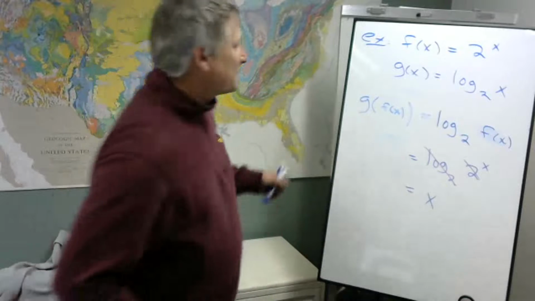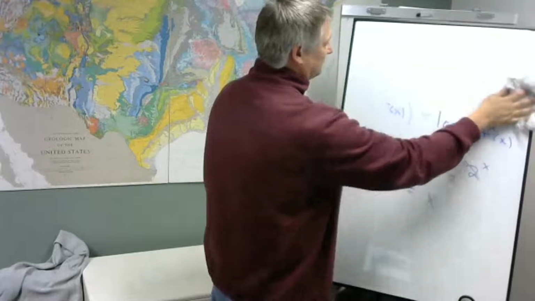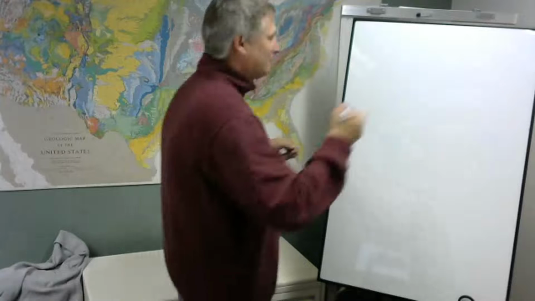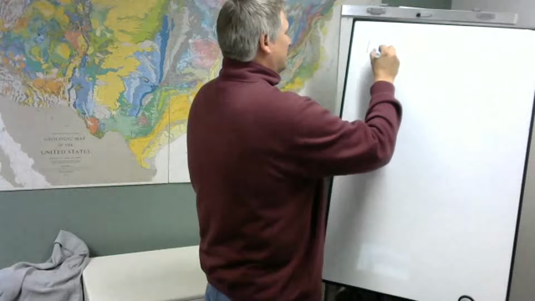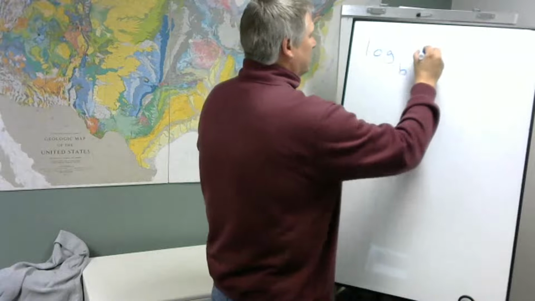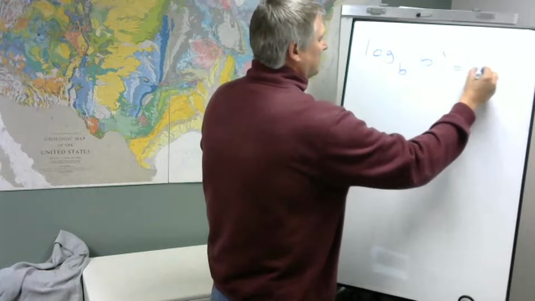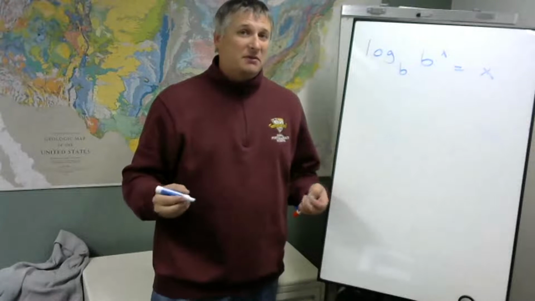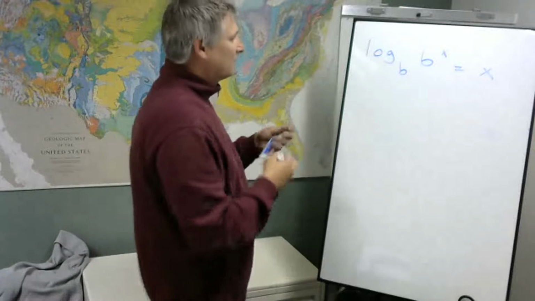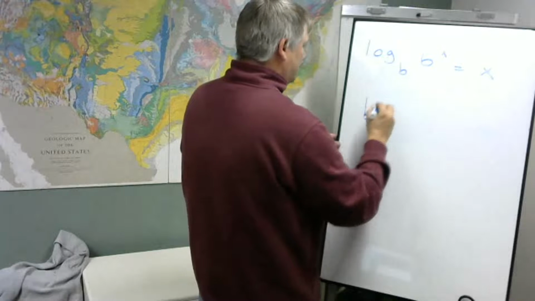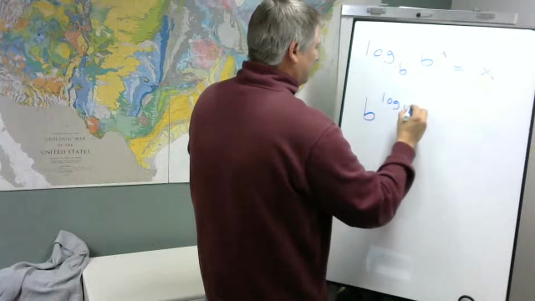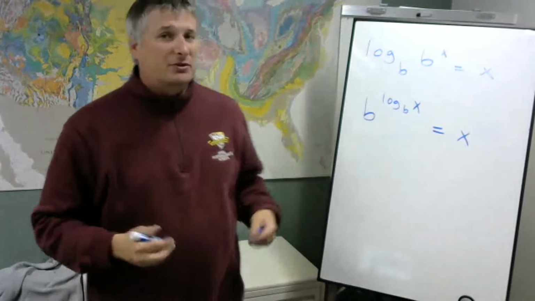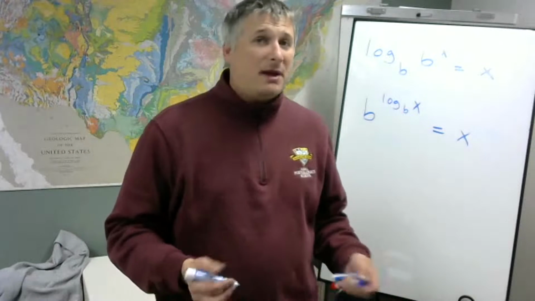We get an important property here. Log base b of b to the x just equals x. And again, because these functions are inverses of each other, b to the log base b of x is x. Again, because exponential function and log function are inverses as long as the bases match.